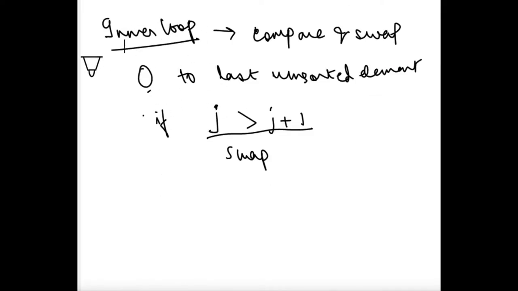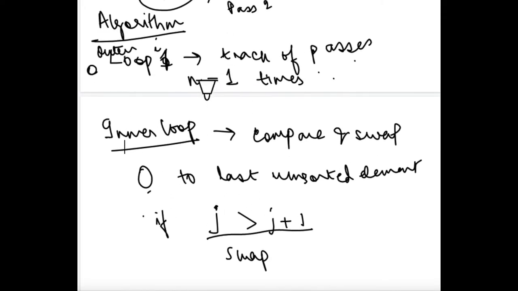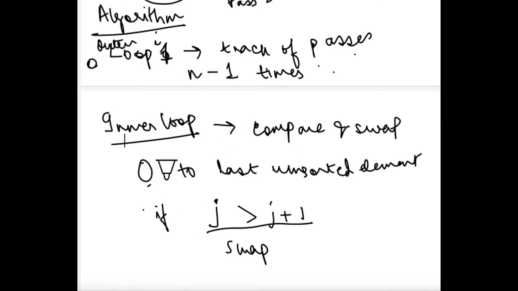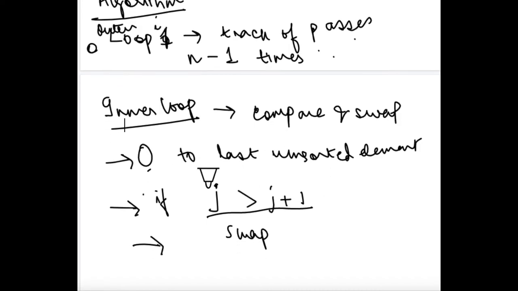So that's it about the inner loop's responsibility. The outer loop will run and keep track of the passes. Within that, the inner loop is going to first run from 0 to the last unsorted element. Then it is going to do this check: if j is greater than j plus 1, then it is going to swap it. So that is all about it.